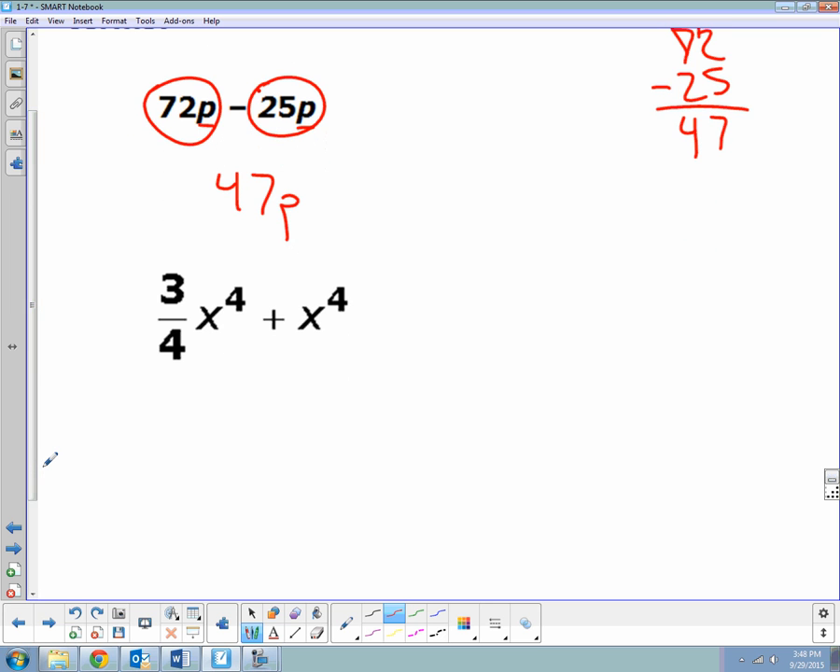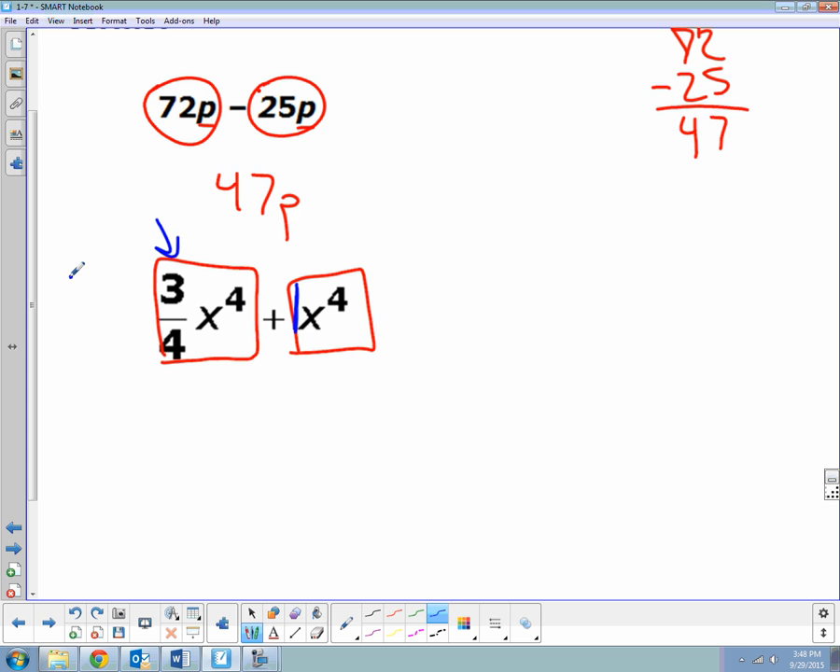Same thing with the next one here, 3/4 x to the 4th plus another x to the 4th. These are both x to the 4ths, which means that we can combine them together. They're both the same variable, they are like terms. And we look at the coefficients. Here the coefficients are 72 and 25. Now the coefficients are 3/4 and something. There's no coefficient there. What ends up happening is if there's no coefficient, there really is a 1 right in front of that x to the 4th. We don't often write it, but there is one x to the 4th there.